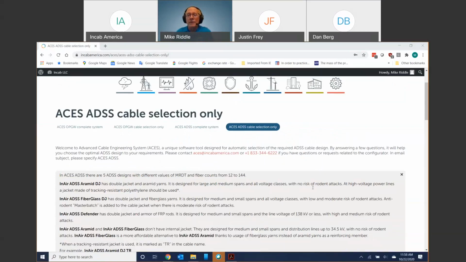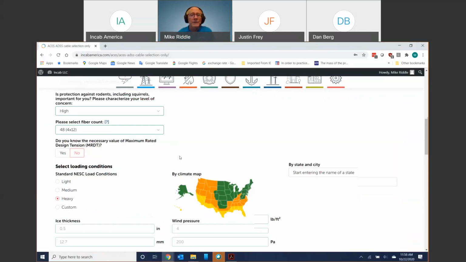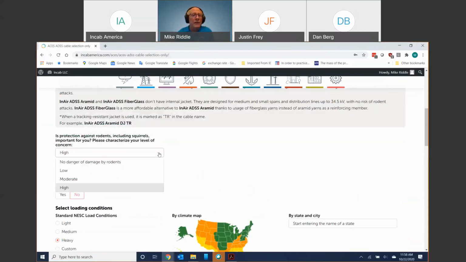Up to what voltage is InCab providing track resistant jackets? It's a question of field strength, and the maximum field strength is 25 kV. That's actually not part of this at the moment. To get into field strength analysis, we do that on the side. So by the time you're at that point, you need to contact us. But that's actually a really excellent question.